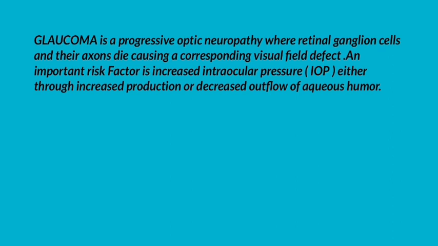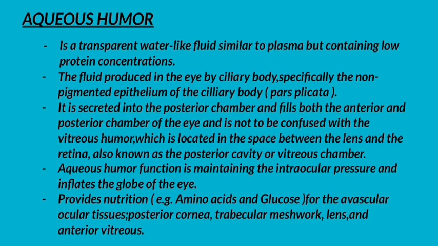An important risk factor is increased intraocular pressure, or IOP, either through increased production or decreased outflow of aqueous humor. Aqueous humor is a transparent water-like fluid similar to plasma but containing low protein concentrations. The fluid is produced in the eye by the ciliary body, specifically the non-pigmented epithelium of the ciliary body.